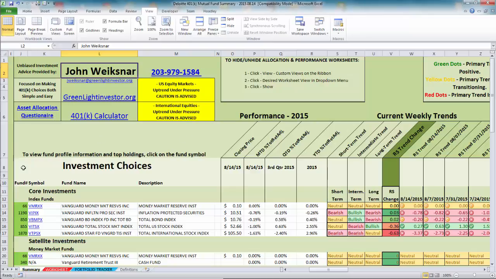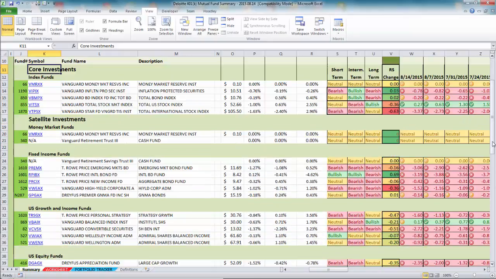The worksheet is set up into different categories. On the left side, we have the investment choices available to you, and they're arranged by the fund number, the symbol, the fund name, and the description of the fund. At the top of the list are the core investments available to you. These are the index funds, both the bond and the stock indexes. Then we proceed down into the satellite investments.